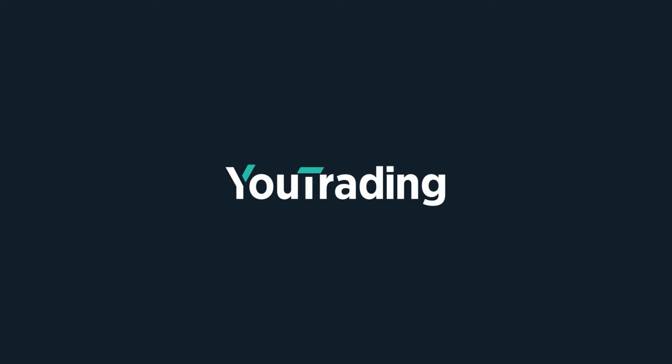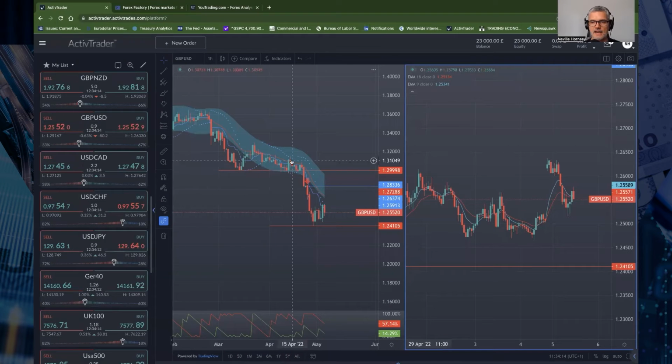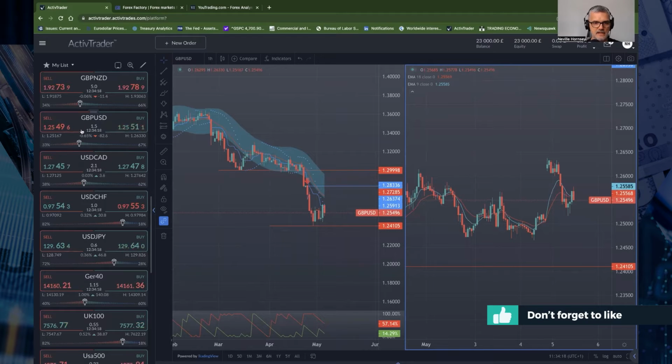My name is Evan Hornsey, market analyst at YouTrading, and today I'm looking at the pound versus the US dollar. Looking at the active trader platform, on the left-hand side we've got the sentiment indicator underneath the currency pairs. 67% of traders on this platform are trying to go long the pound versus the US dollar.